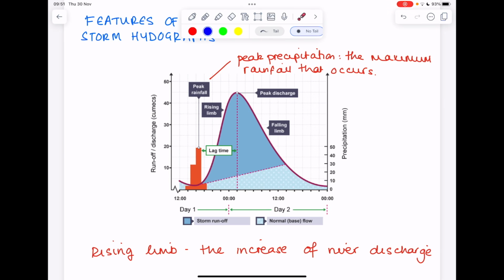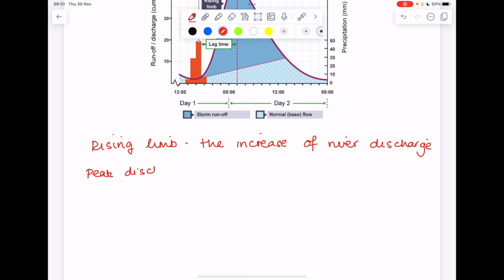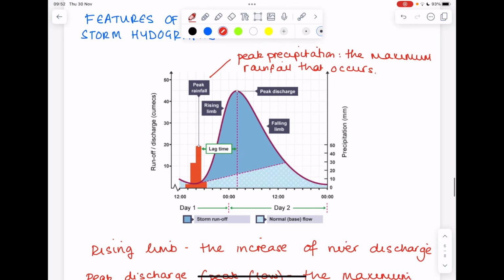Then you have the peak discharge here, which is the maximum discharge. Remember, you will see that delay because it does take time for the water to find its way to the river. You may also see this described as peak flow. The thing with geography is there's lots of names for the same thing. Because there is that delay between the peak precipitation or peak rainfall and the peak discharge, due to that time taken for the water to flow into the rivers, we call that delay the lag time.